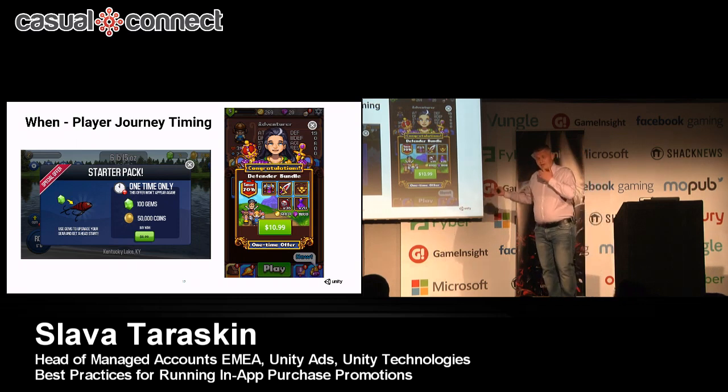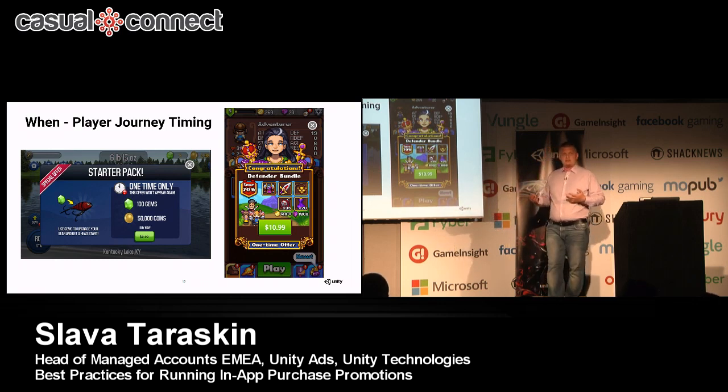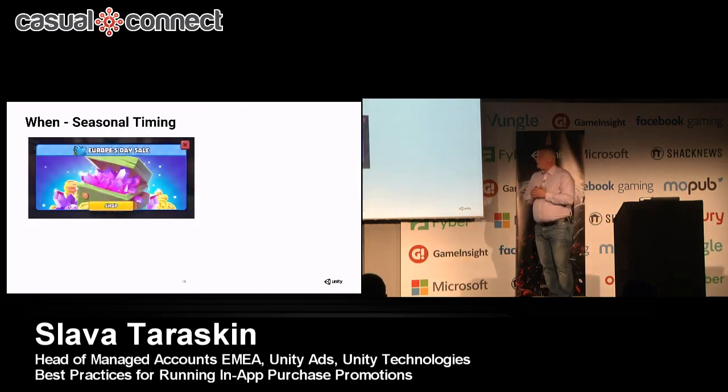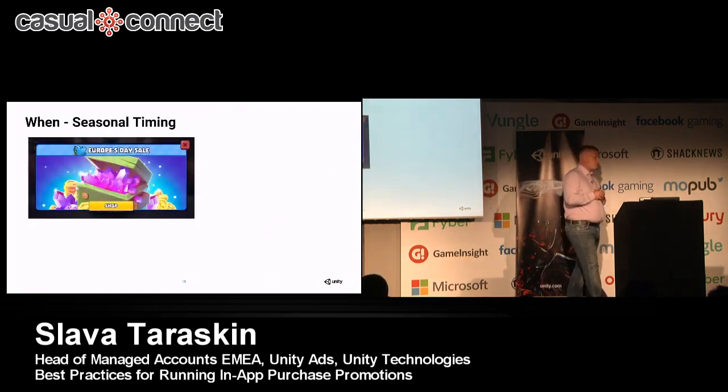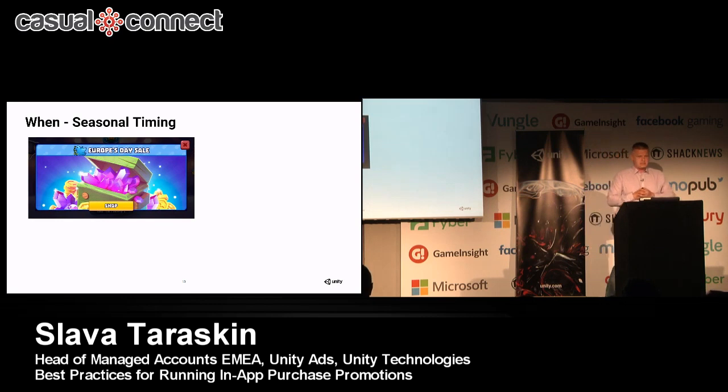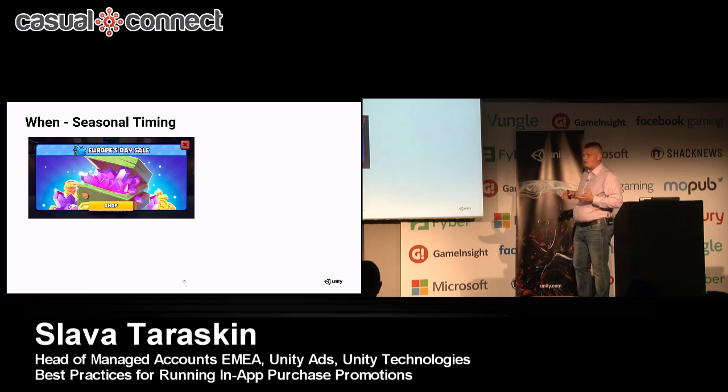Though, think and plan deeper where further in your game you can offer something else. Where further in your game you can give some players the opportunity to spend money. And then, timing-wise, it's also important to keep in mind all seasons. So it could be like Europe's Day. It could be regular stuff like Christmas, Halloween, Memorial Day in America, Europe's Day in Europe.